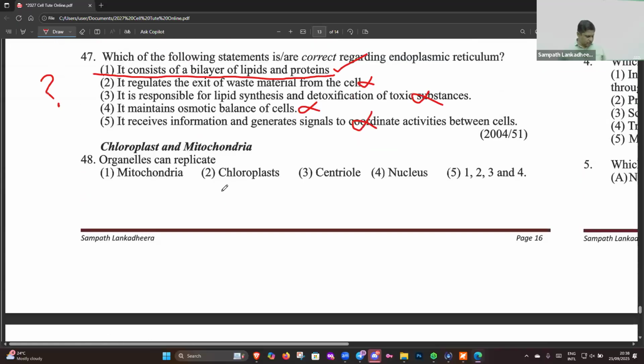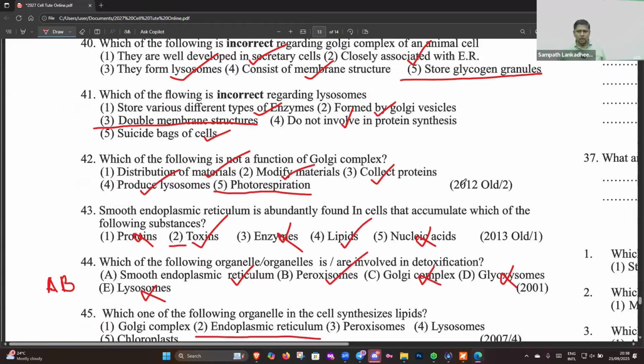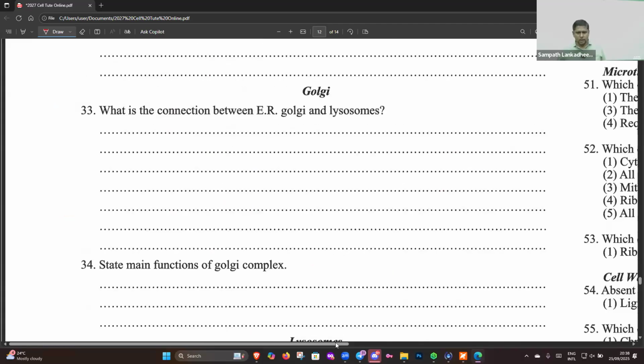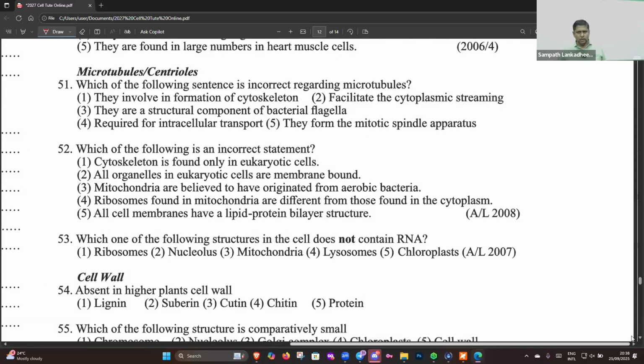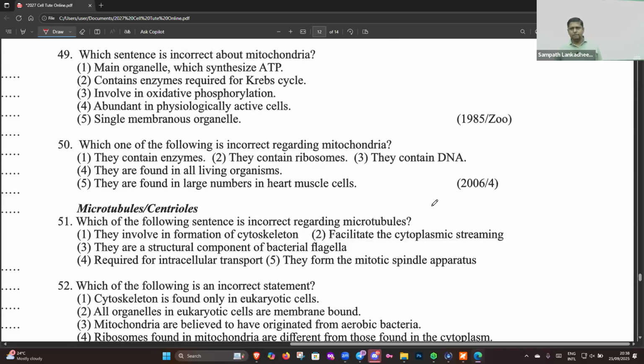Question number 48. Chloroplast and mitochondria. Organelles can replicate. Mitochondria can replicate. Chloroplast can replicate. Centrioles can replicate. Nucleus can replicate. 1, 2, 3, and 4. Right. Moving to the next page.